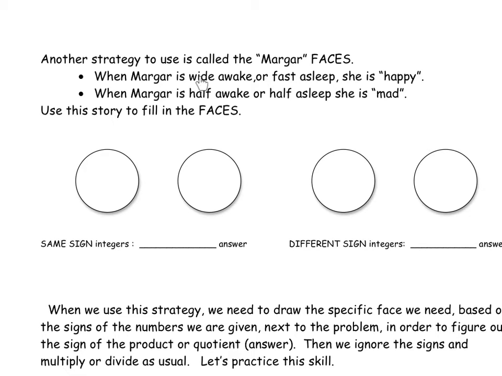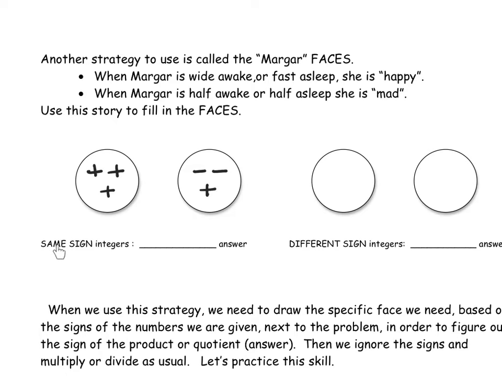It says when Margot is wide awake, so that would look like this face. Two positive eyeballs for being wide awake, and she's happy. So we're going to make a happy face using a positive sign. She's positive. She's happy. When Margot is fast asleep, meaning her eyeballs are two negative signs, then Margot is also happy. And when we're happy, we feel positive.